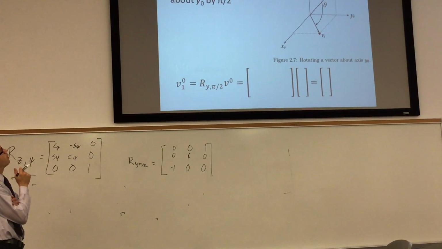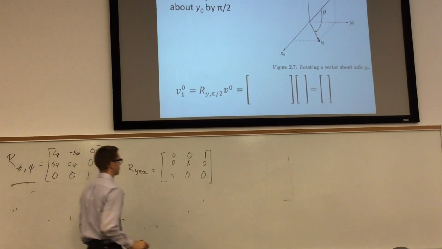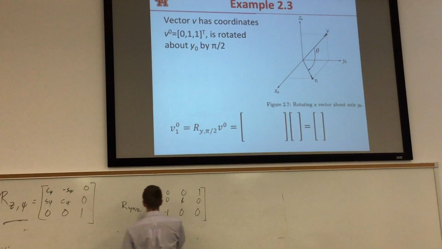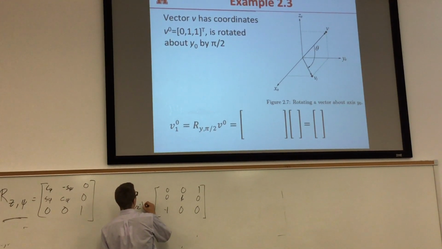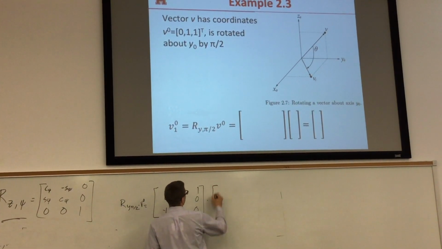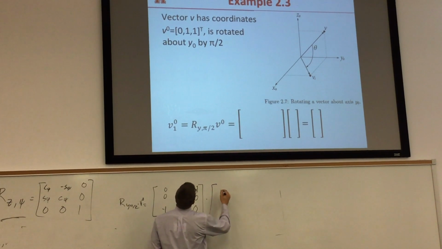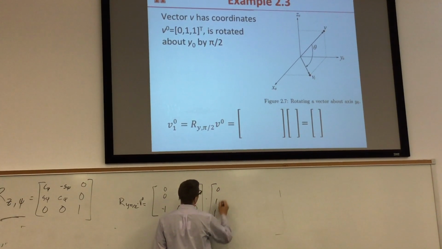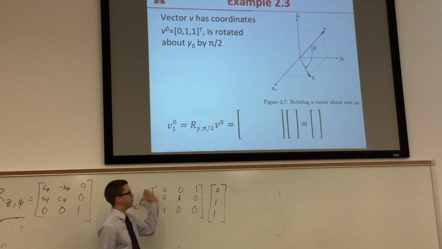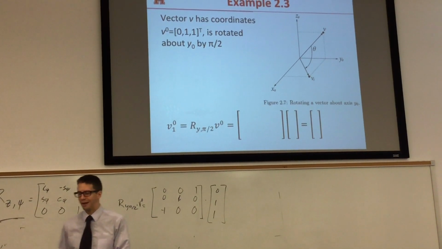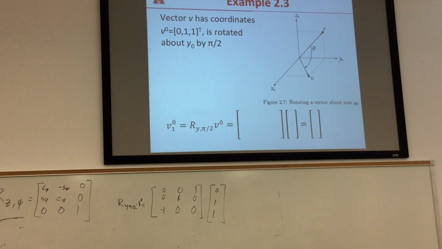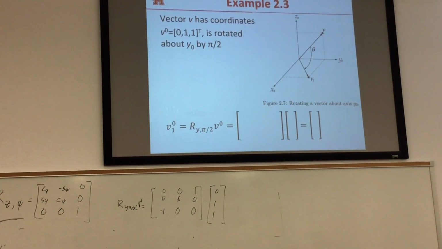And we know what v0 is. So I'm going to take this, and I want to multiply it by v in 0. I multiply it by 0, 1, 1. And then I just apply my multiplication. So I want each of you to apply that multiplication, then we'll check ourselves. Multiply that out, check yourself.